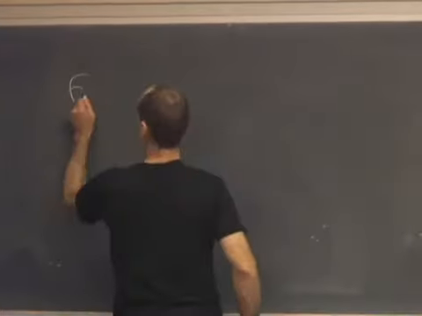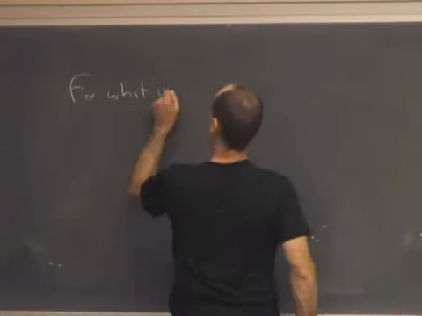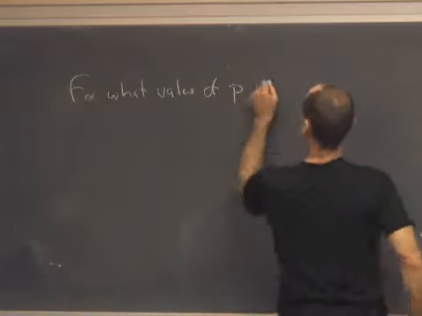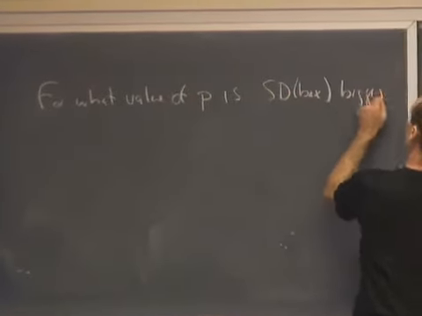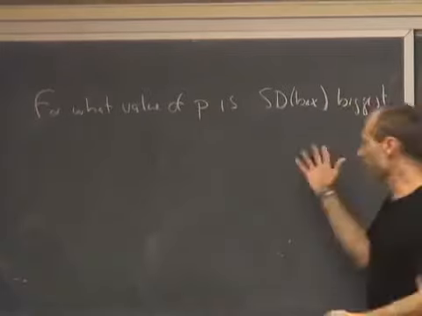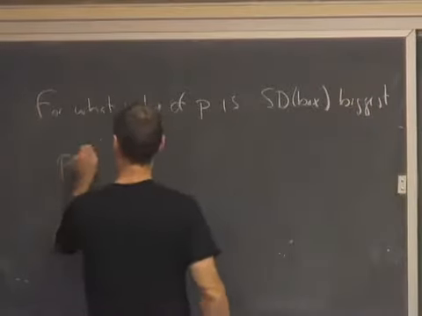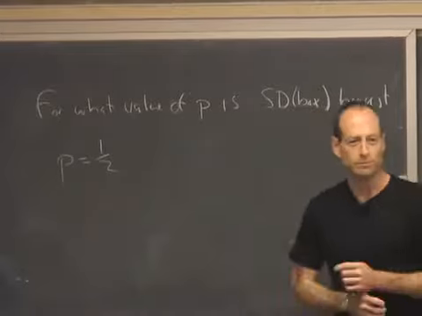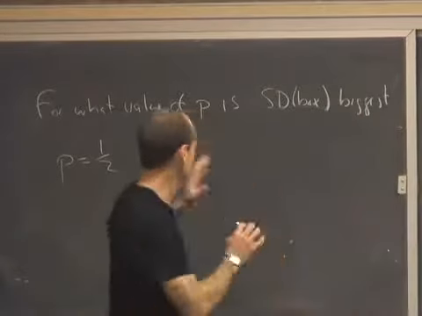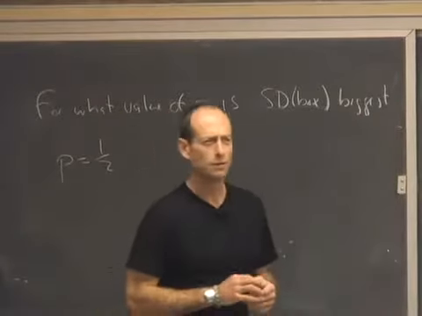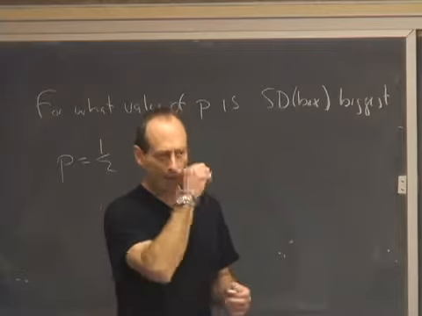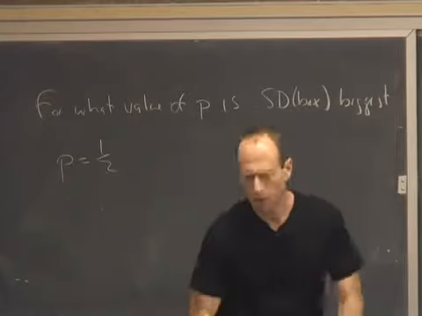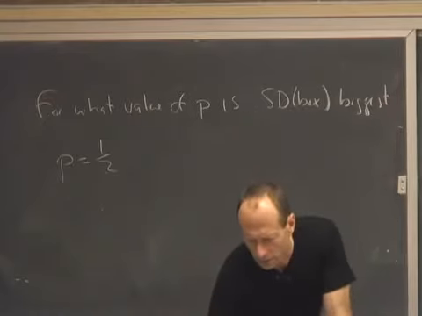Okay, what we're talking about is for what value of p is SD of the box biggest. Okay, and there it turns out that that answer is p is equal to a half. Okay, so that it's this thing that we're using here. Other questions? Okay, great.